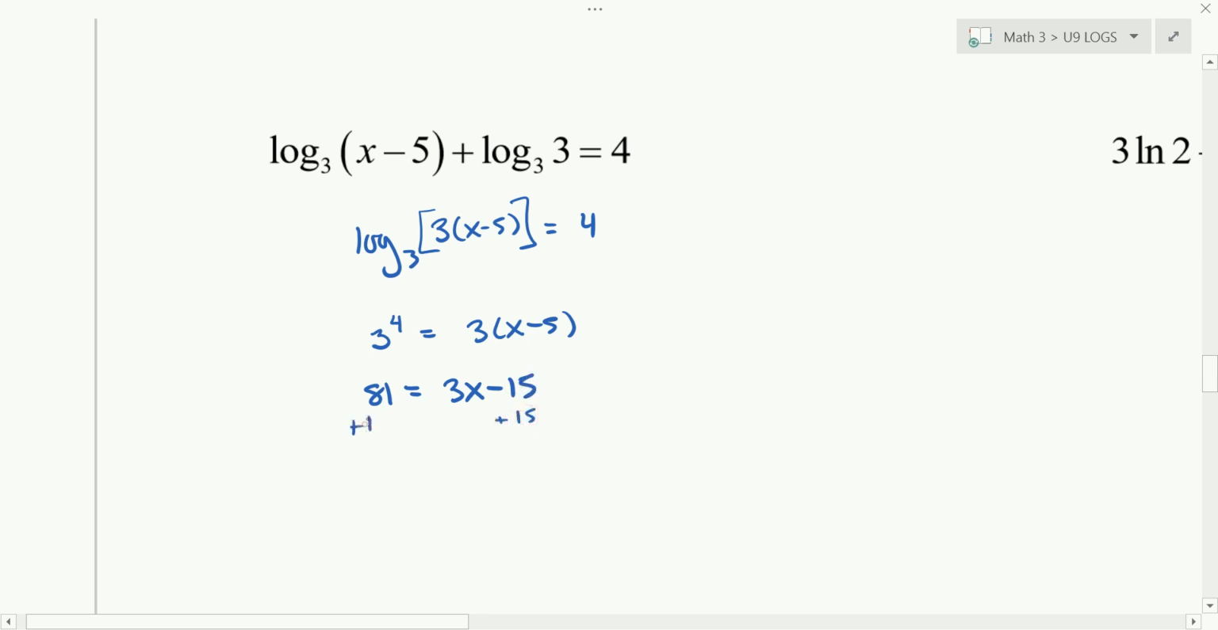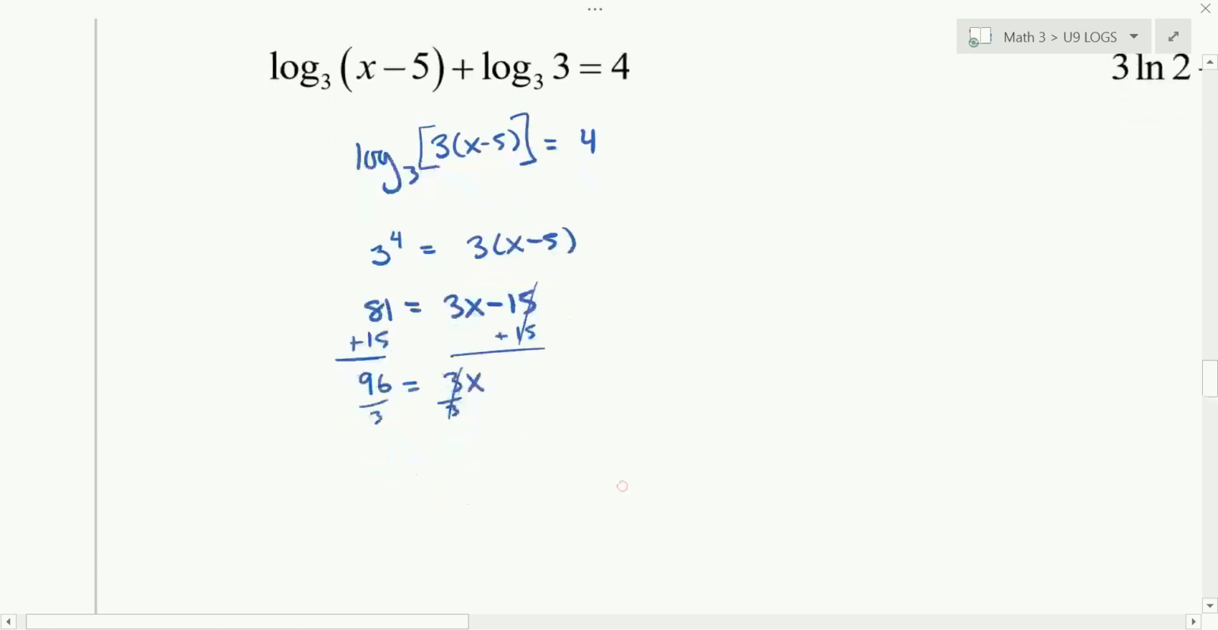Add 15 to both sides. 81 plus 15 is 96. Divide by 3 on both sides. 96 divided by 3 is 32. And then check, if I plug 32 in for x here, I get 32 minus 5, which is still positive, and so we get to keep 32.